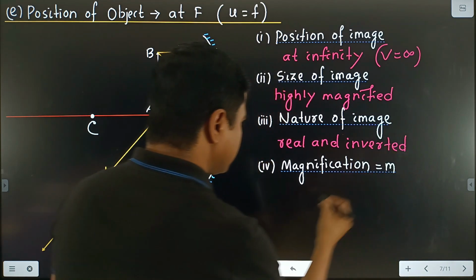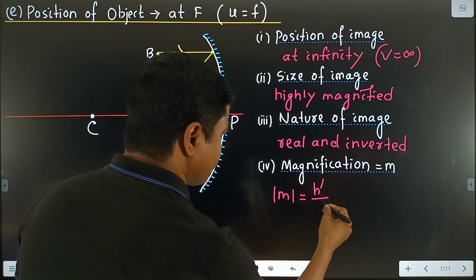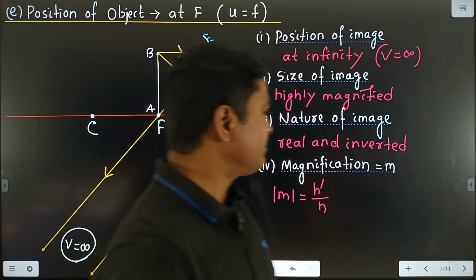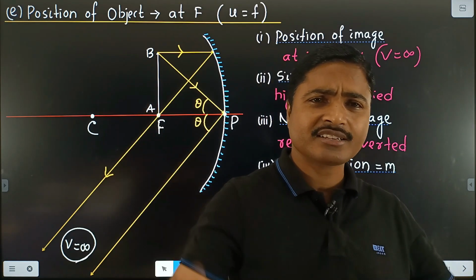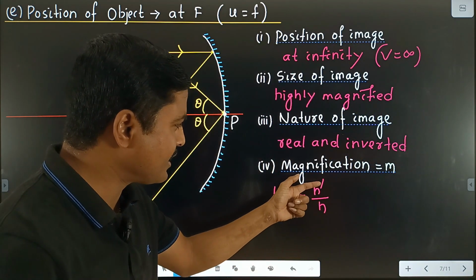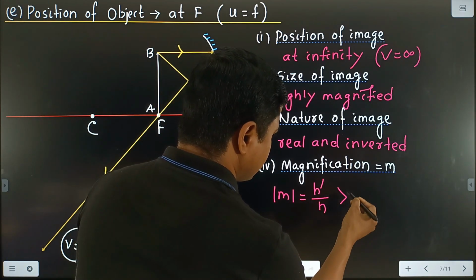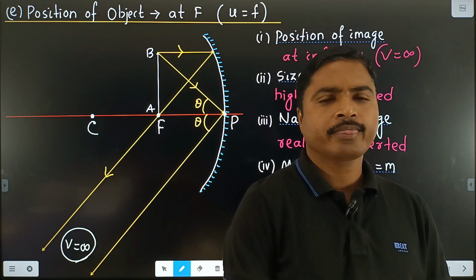And what is the magnification? We write magnitude of magnification, that is h prime divided by h. H prime means size of the image, that is highly magnified, that means a very large size image is formed. A large size image is formed means a very large quantity divided by a small quantity. So magnification is much greater than 1. Clear?